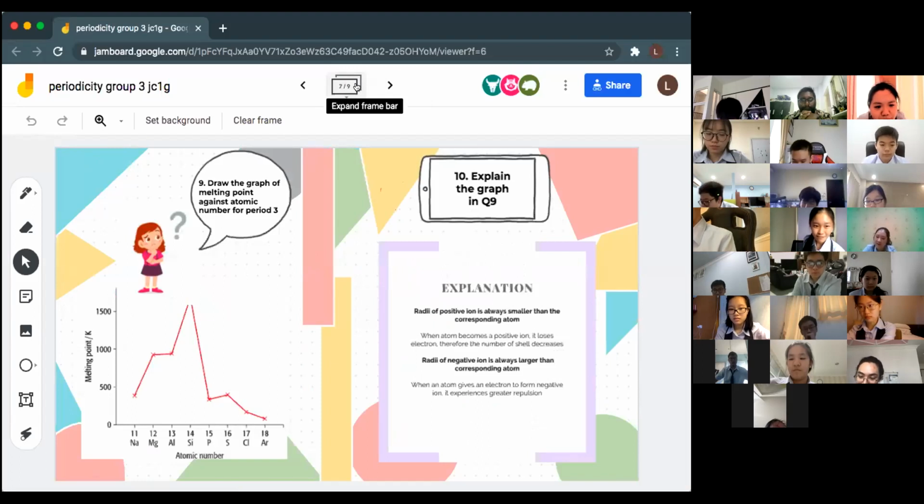This is the graph of melting point against atomic number for period 3, and then Kendra and Nancy will further explain why it is drawn this way.